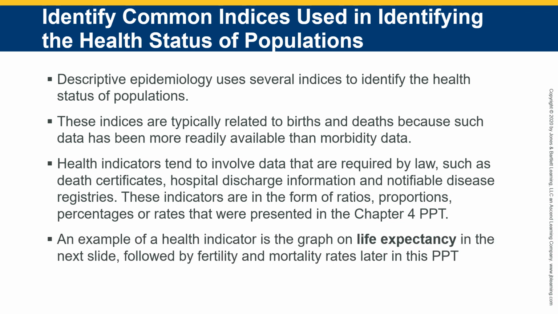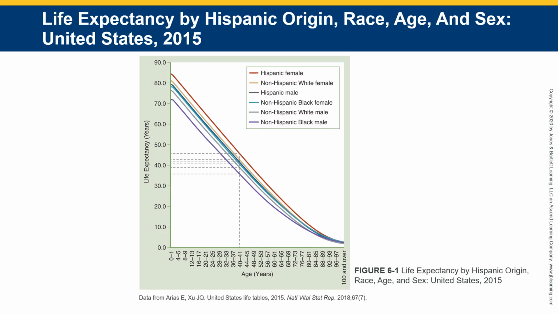An example of a health indicator graph on life expectancy we'll see here, followed by fertility and mortality. So here is a graph, life expectancy. This one is narrowed down to Hispanic origin, race, age, and sex in the United States. This one is 2015, so this is a 10-year-old graph. I'd be interested to overlay 2025 on it to see if it had changed.